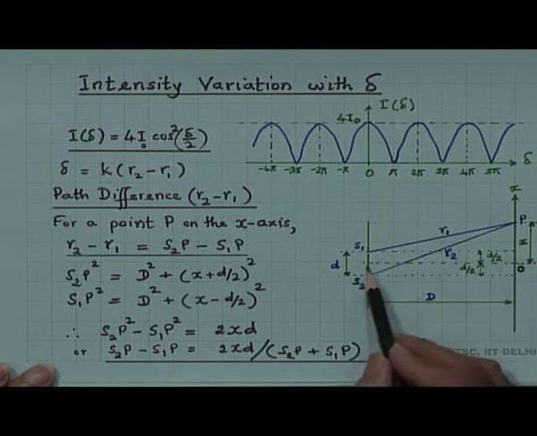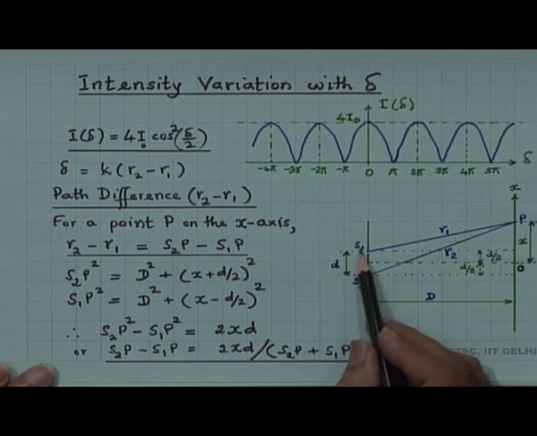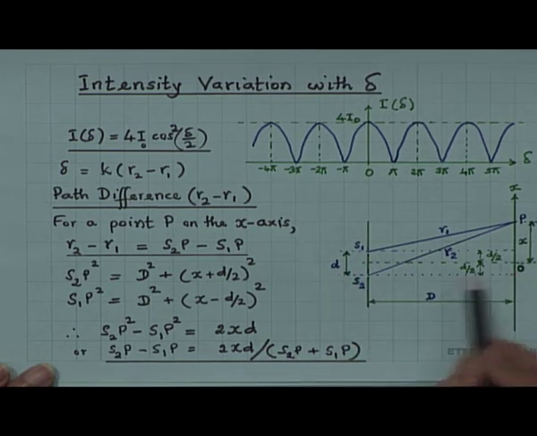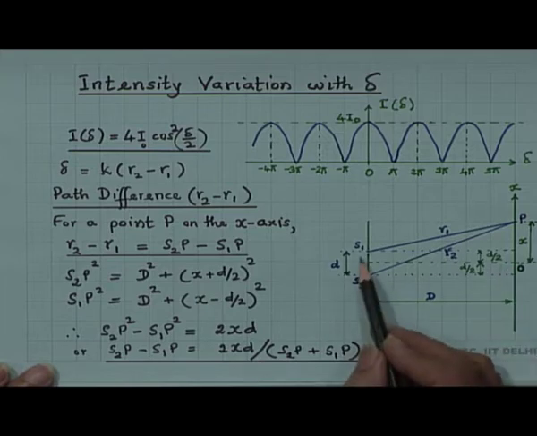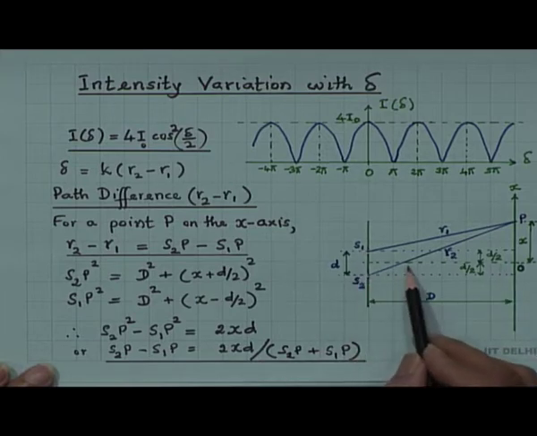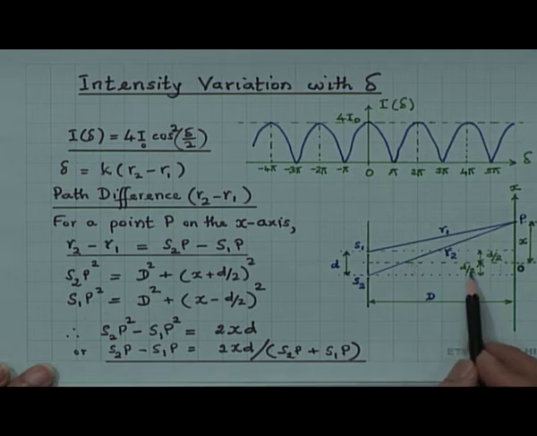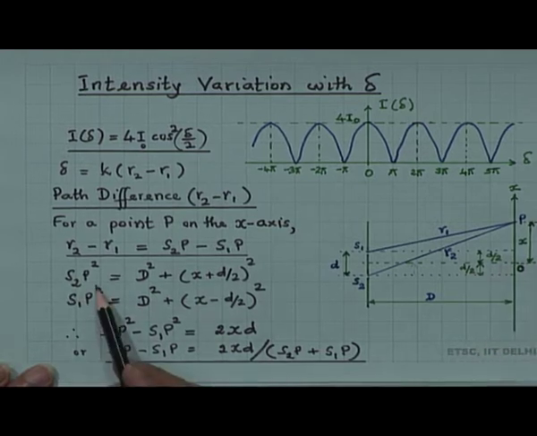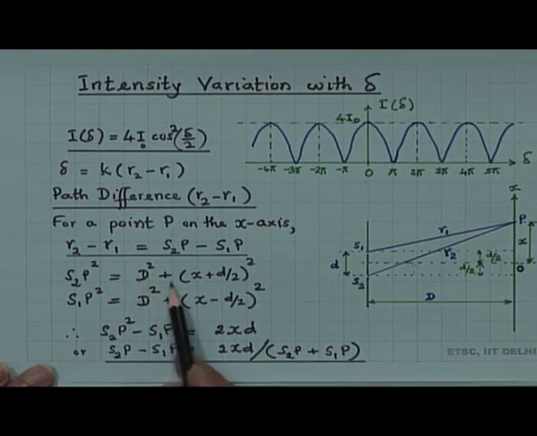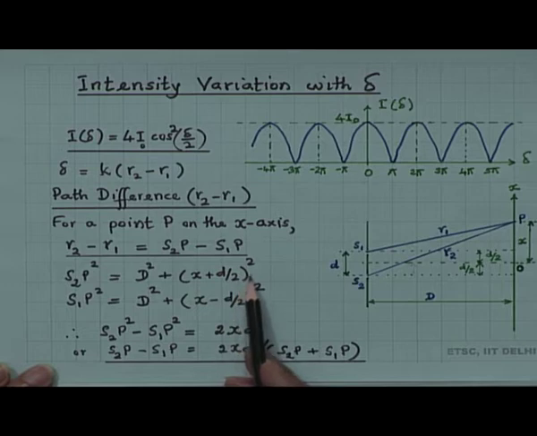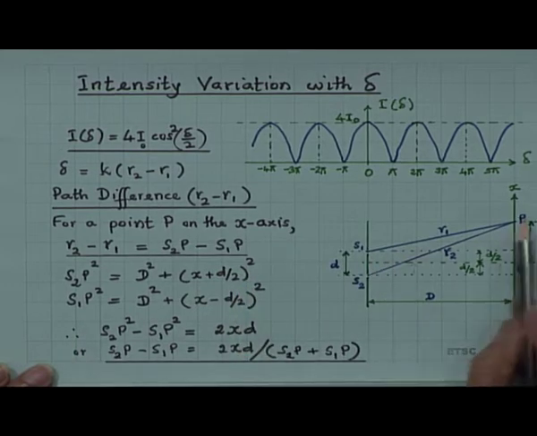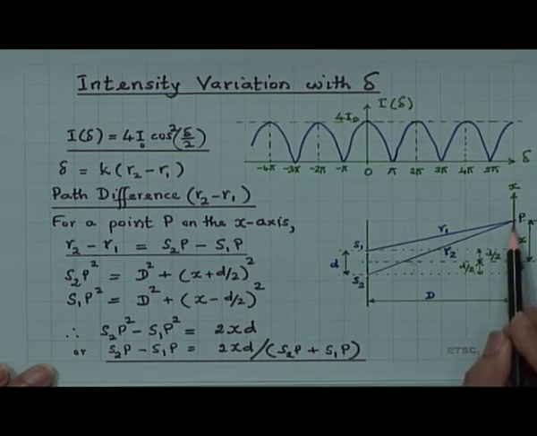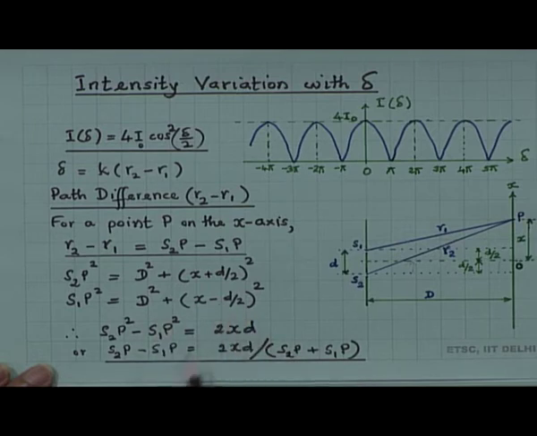So, this is d by 2 because d is the separation between S1 and S2, and therefore, half of it. So, O is on the perpendicular bisector between S1 and S2, therefore, each one is a half here, d by 2 and d by 2. So, we have S2P square is equal to D square plus x plus d by 2 square, and S1P square is equal to the same D square plus x minus d by 2 square.